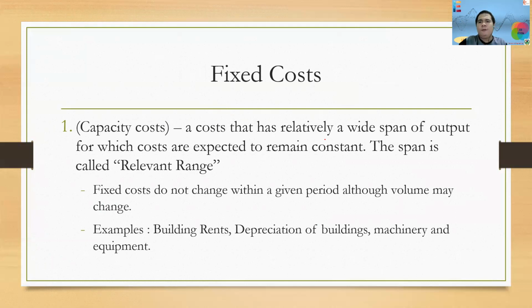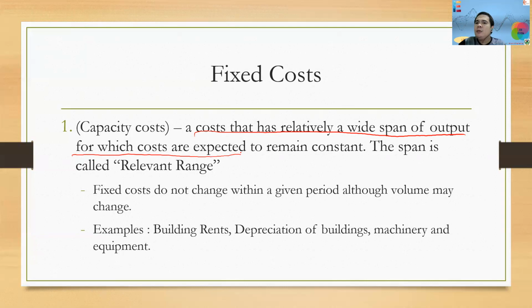So what are fixed costs? This is in other terms what we call as capacity cost. Why? It is a cost that has a relatively wide range of output for which it is expected to remain constant. This span is called the relevant range. And then, fixed costs do not change within a given period, although volume may change.